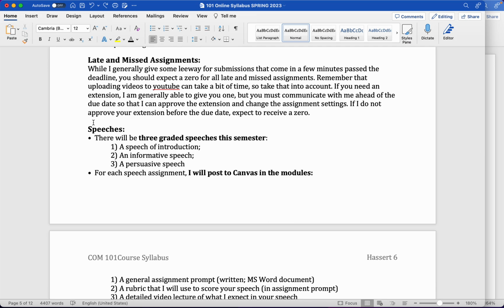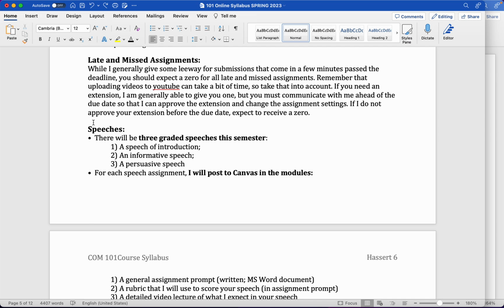With late assignments, I'm generally able to give some leeway when it comes in a few minutes past the deadline. You'll notice that a lot of the deadlines are at midnight. I'm rarely up at midnight grading, so you have some leeway to get it in there before I would even notice. But don't wait too long. You should expect a 0 for all late and missed assignments. Remember that uploading videos to YouTube can take a bit of time, so take that into account.